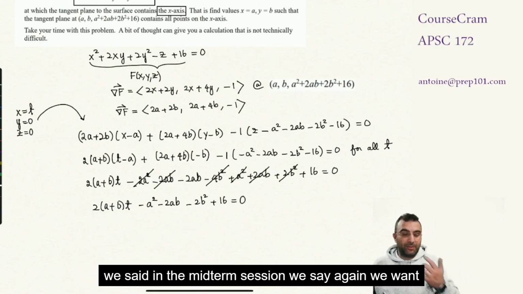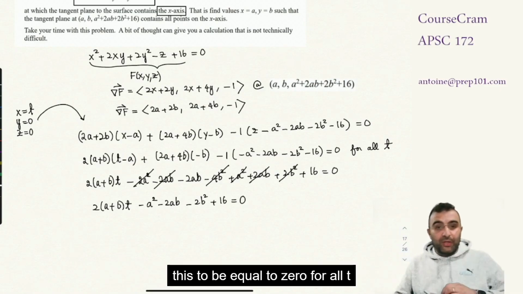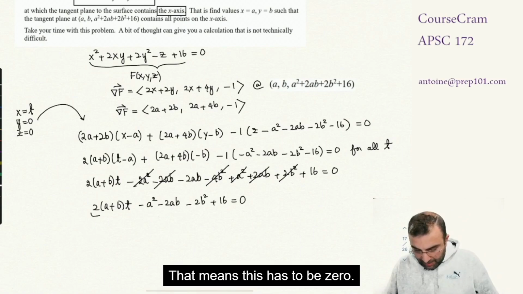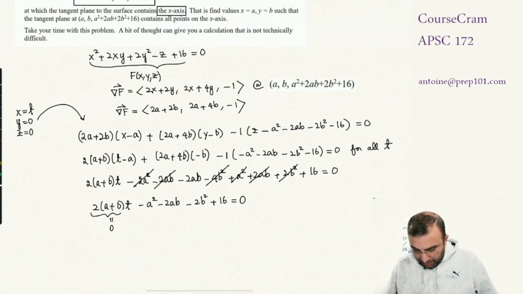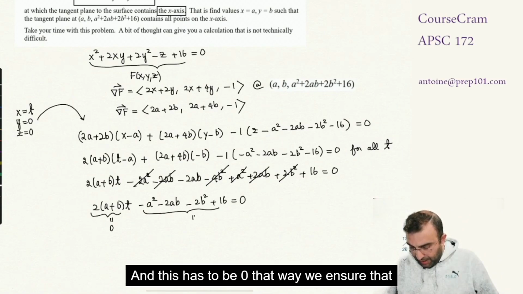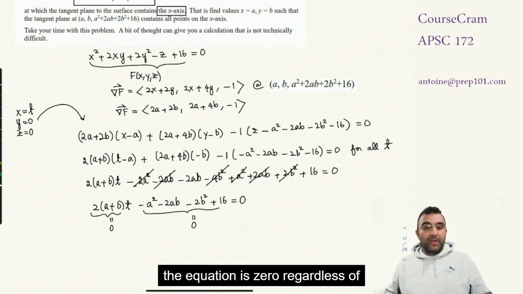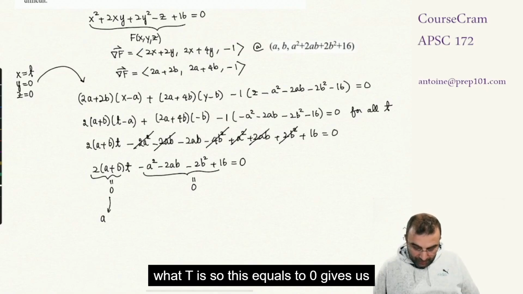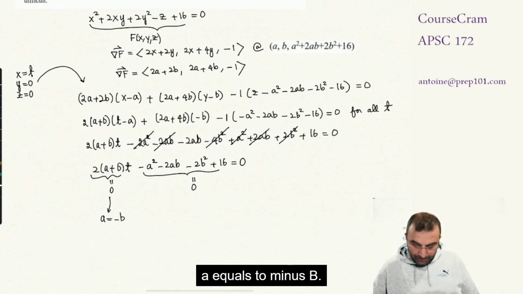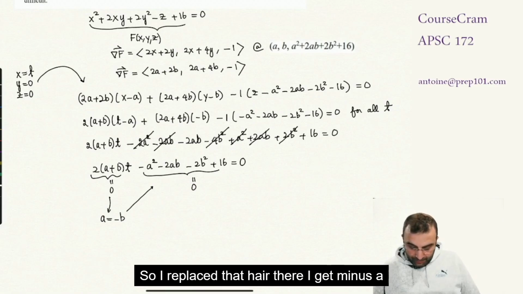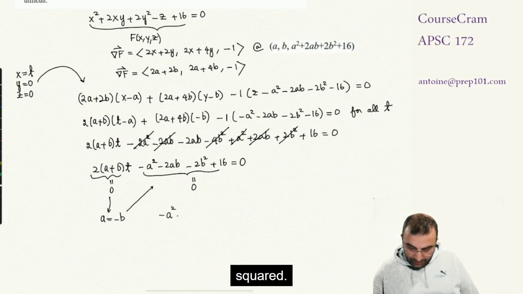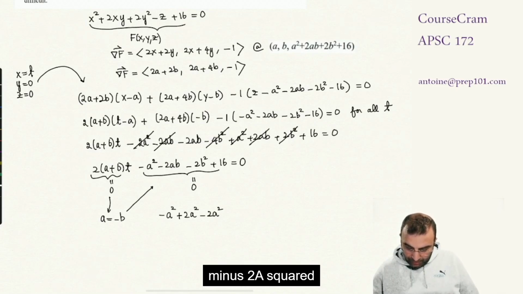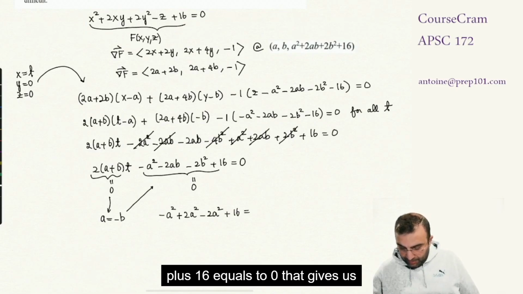Now, as we said in the midterm session, we want this to be equal to 0 for all t. That means the coefficient of t has to be 0 and the constant part has to be 0. That way we ensure that the equation is 0 regardless of what t is. So setting the coefficient equal to 0 gives us a equals minus b. So I replace that here. There I get minus a squared plus 2a squared minus 2a squared plus 16 equals 0.